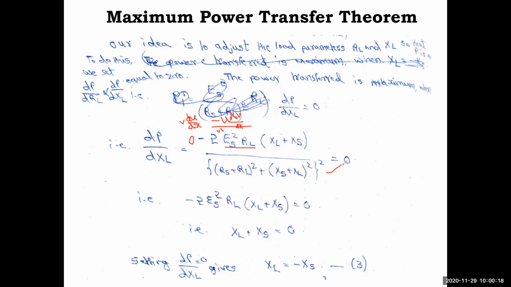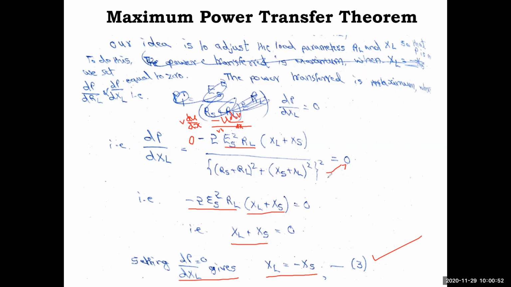When you cross multiply, minus 2 ES square RL (XL plus XS) equals 0. If you take the ratio of 0 by these three terms, it will be 0. What is remaining is XL plus XS equal to 0. So by setting this parameter we got XL is equal to minus XS. Make it equation number 3. So XL is minus of XS, the source reactance. This we got.